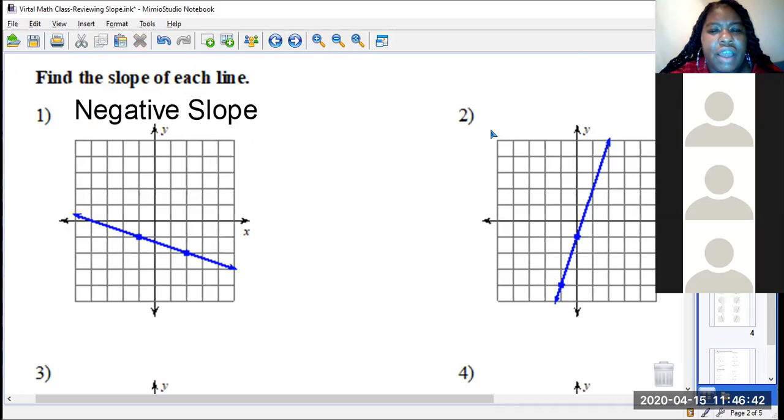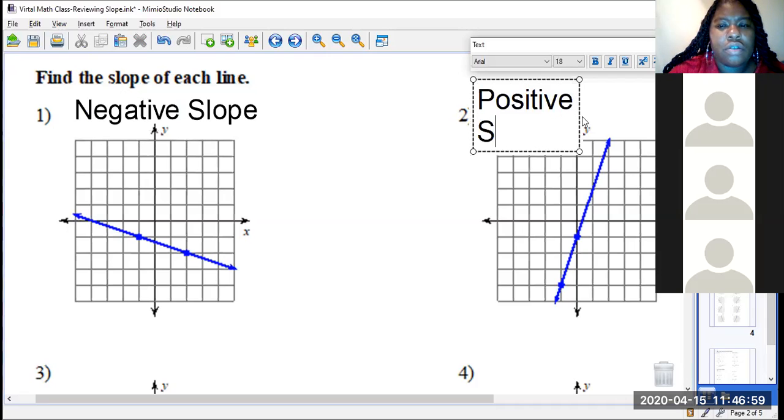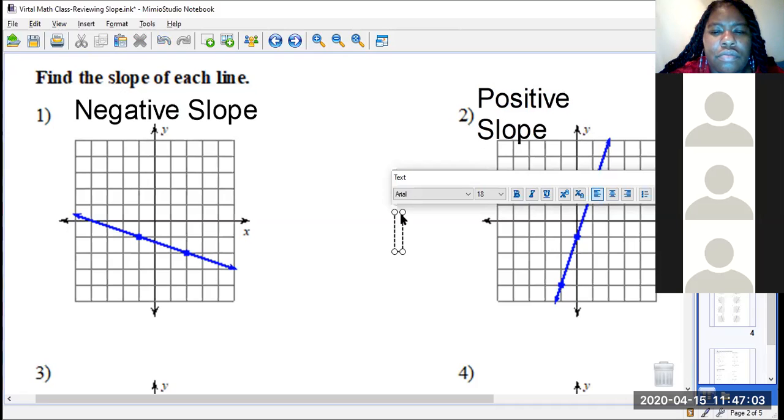All right, excellent. Number two, what kind of slope do we have? Positive. Okay, it is positive. How do we know? Going up to the right.